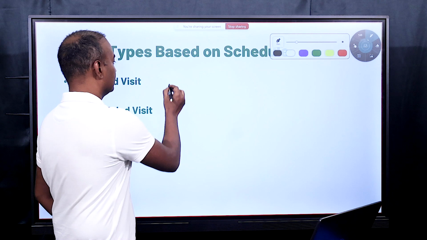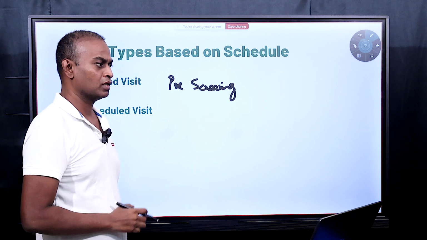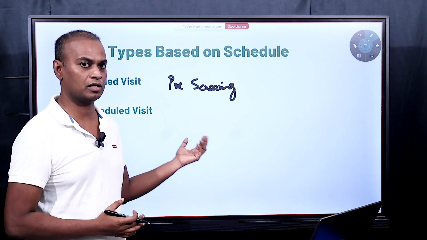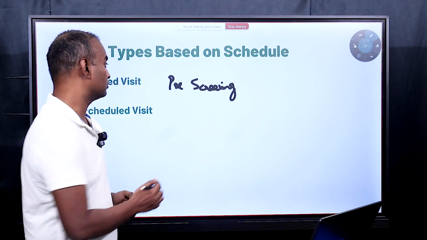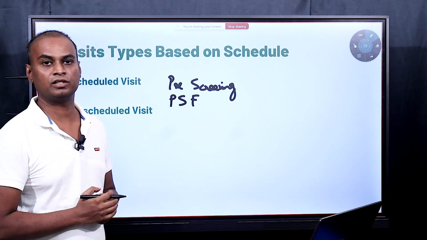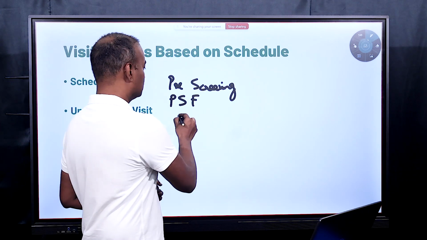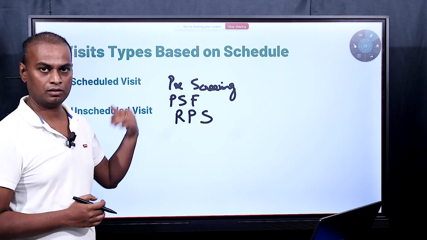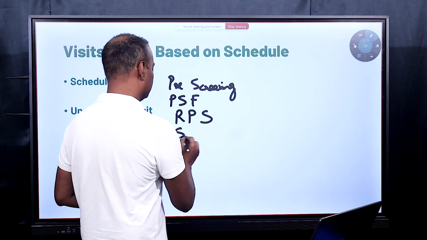First one is pre-screening. You have to remember pre-screening is the first visit, and we cannot schedule it because we will not know when the patient comes for pre-screening. We cannot give a particular date to the subject from the system perspective for pre-screening. Next one is pre-screening failure. Even for pre-screening failure, we don't know when we need to screen fail the subject. That's the reason pre-screen failure is also known as an unscheduled visit. Next one is re-pre-screening. Even for re-pre-screening, we don't know when the patient will come, so we cannot give a particular date from the system perspective. Next one is screening new.